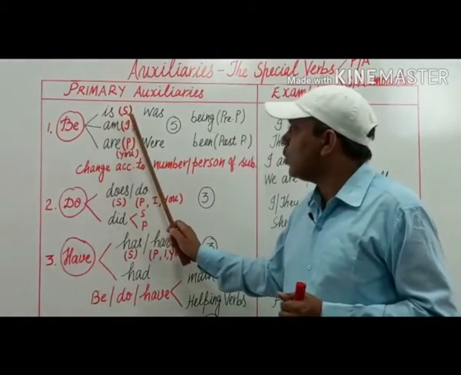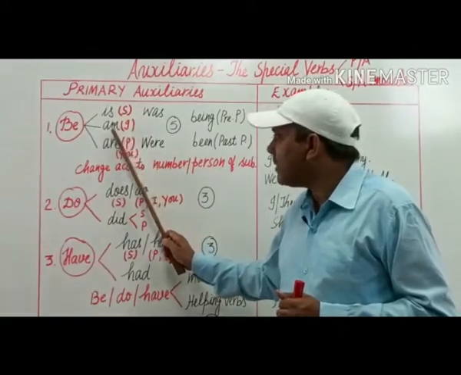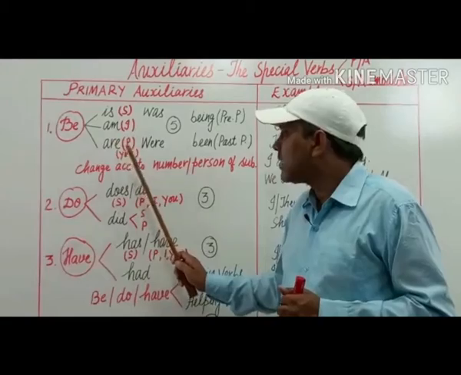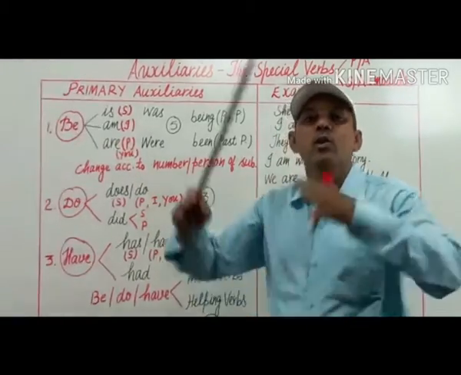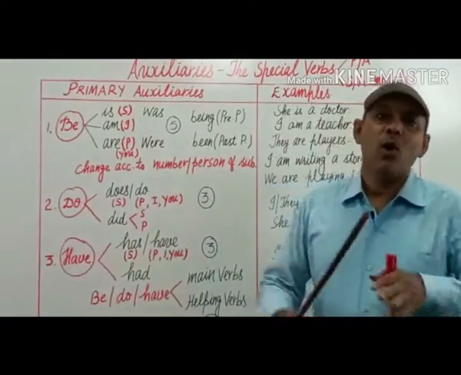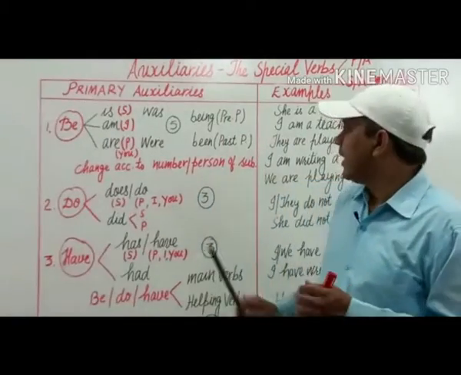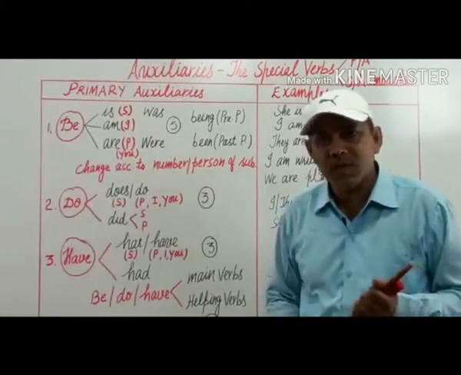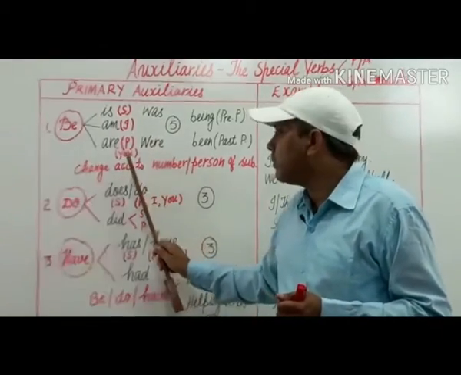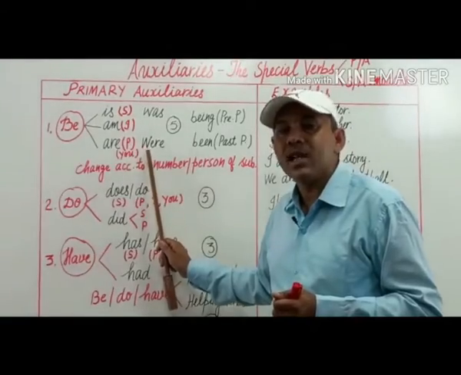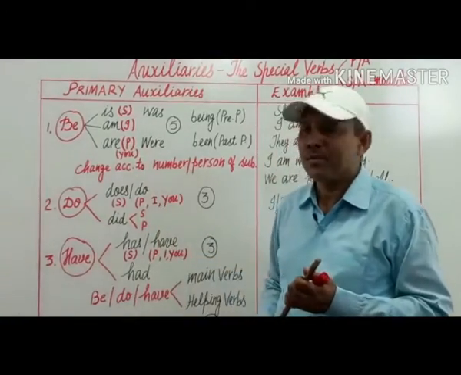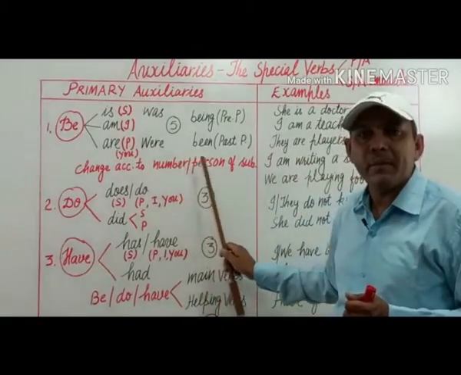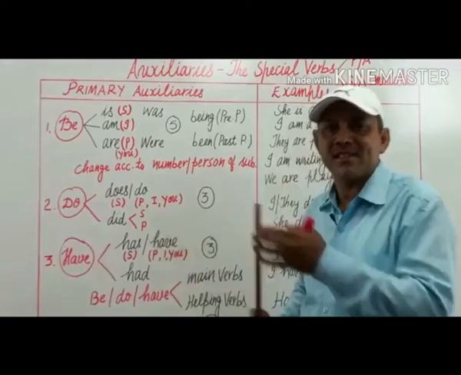Is is used for singular subjects. Am is used for I and are is used for singular you and all the plural pronouns, all the plural nouns. In the same way, was is used for singular nouns and were is used with all the plurals and singular you. They change their form according to the number and person of the subject in a sentence.